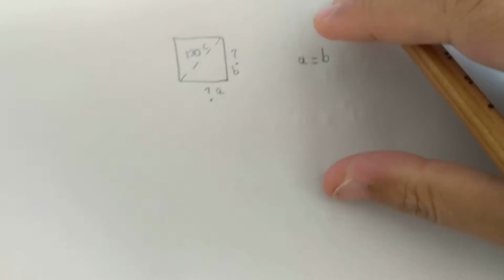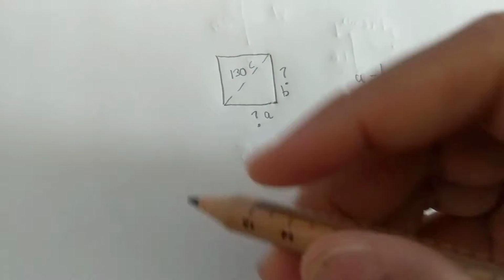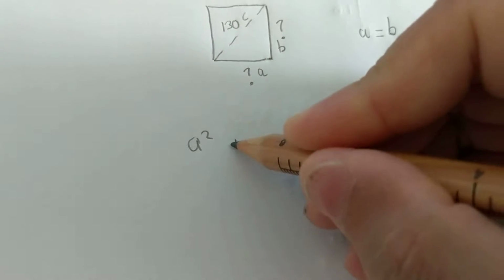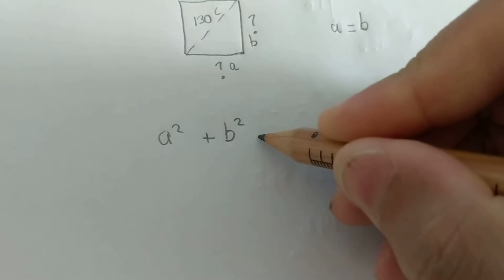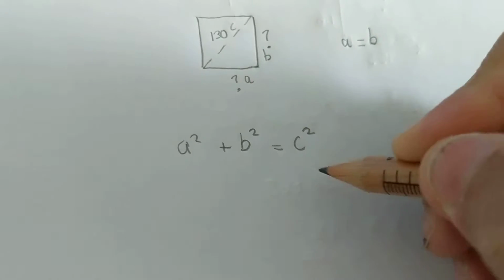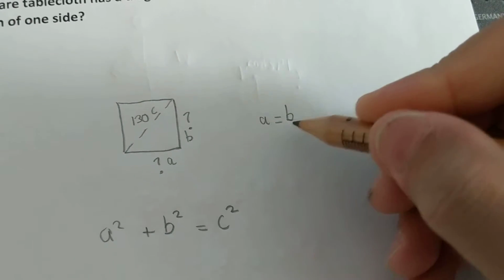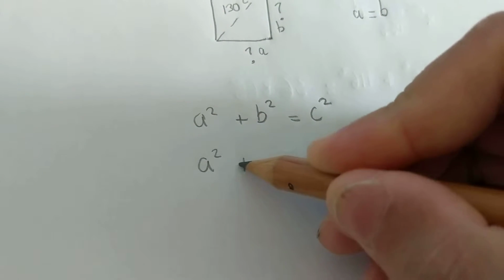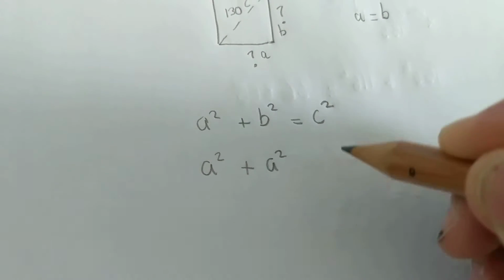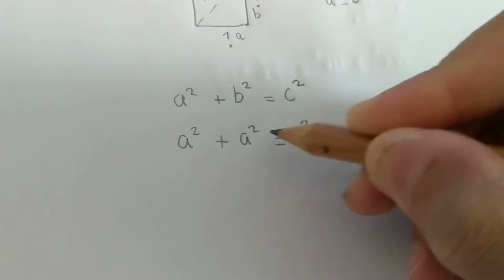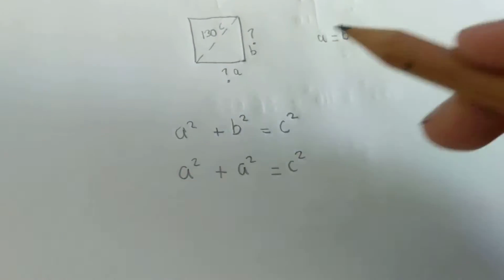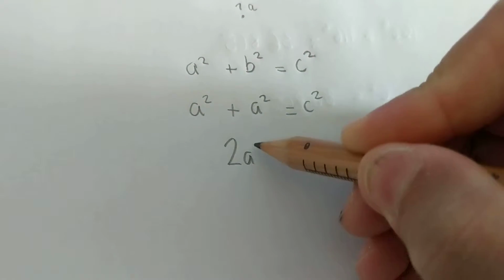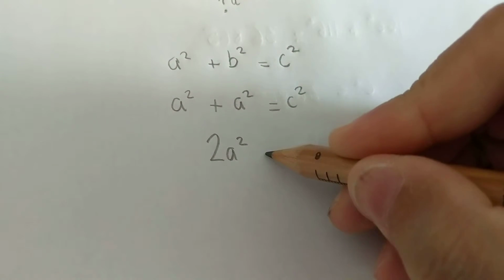Okay, so what we can actually do is we can say that A squared plus B squared equals C squared as usual. However, A equals B, they're exactly the same. So what we can do is we can say A squared plus A squared equals C squared. Okay, because these are exactly the same. There's no difference between A and B. So what does that make? That makes 2A squared equals C squared.